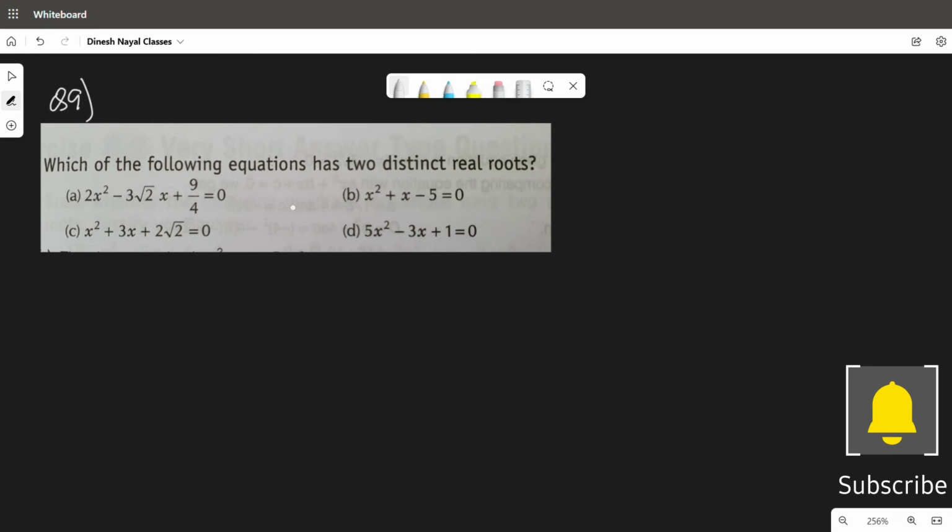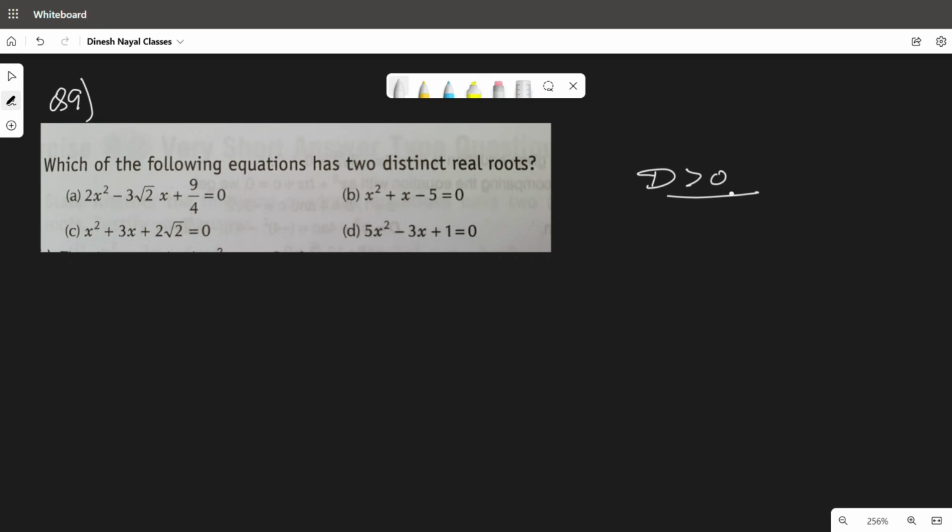Which of the following equations has 2 distinct real roots? Now the questions are given to you. As you can see, we have to find 2 distinct real roots. So for 2 distinct real roots, D should be greater than 0. If the discriminant D is greater than 0, then it will have 2 distinct real roots.